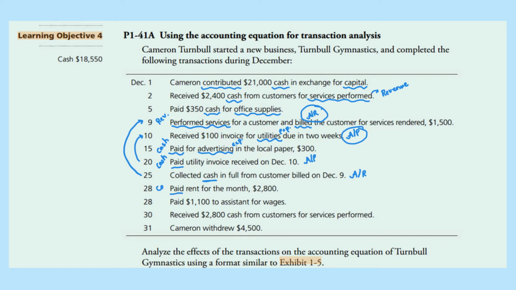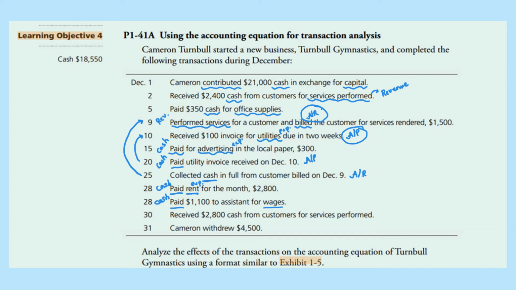On December 28th, paid rent for the month 2,800. Paid means cash will go down. I paid for what? For rent. Rent, it's an expense account. On December 28th again, paid 1,100 to assistant for wages. Paid means your cash will go down. To assistant for wages. Wages means salaries, but wages normally will be per hour. So you need to know how many hours your assistant worked for this month, then you're gonna pay. While for the salary, it's a fixed amount each month.